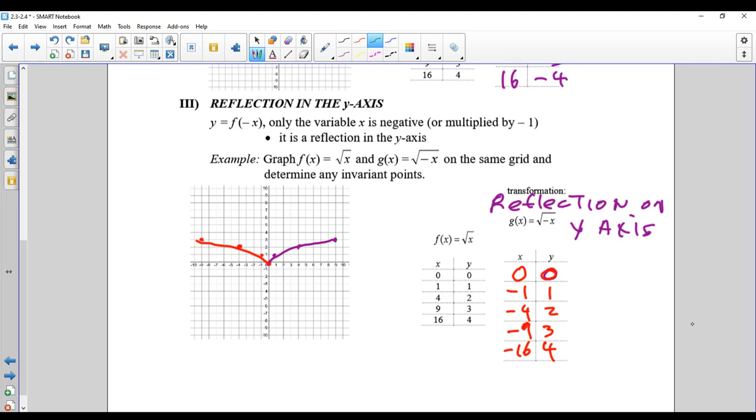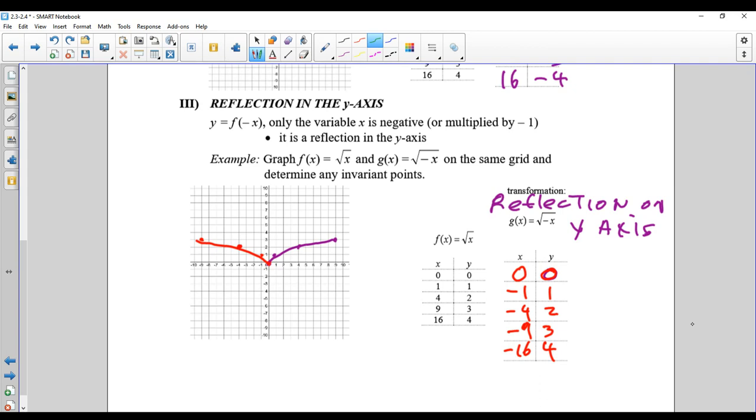Now, we asked about invariant points. Any point that was on the axis of reflection doesn't change. Because remember, every time you have a reflection, it changes from being above to below or from the left to the right or right to the left. But if you're actually on the axis of reflection, you can't move. Right? You can't go to the left of something that you're on. So if you're on the x-axis or you're on the y-axis, then you don't change.